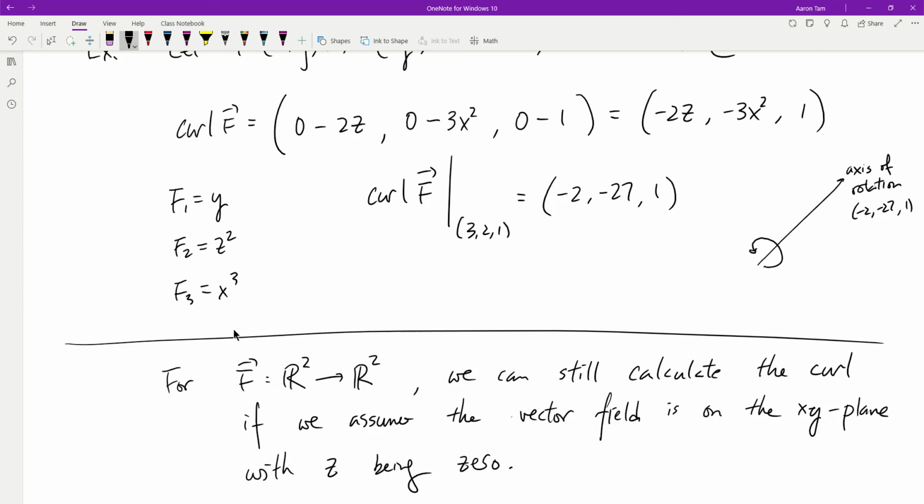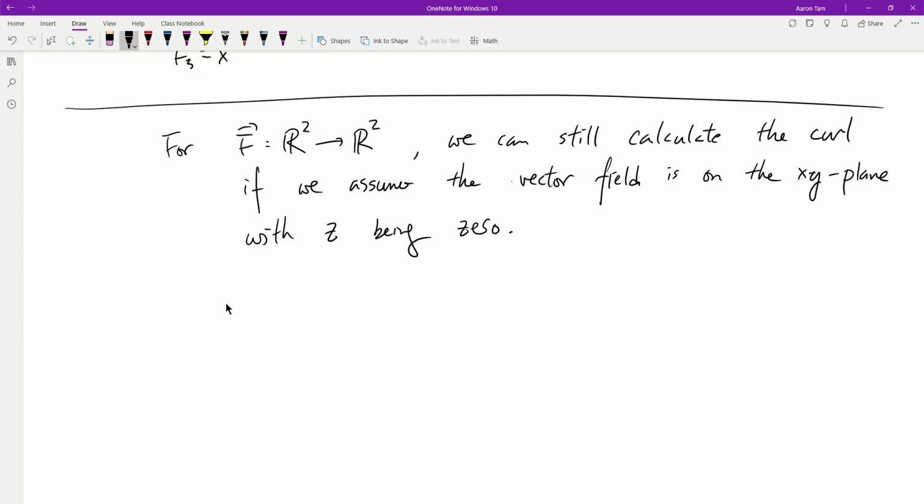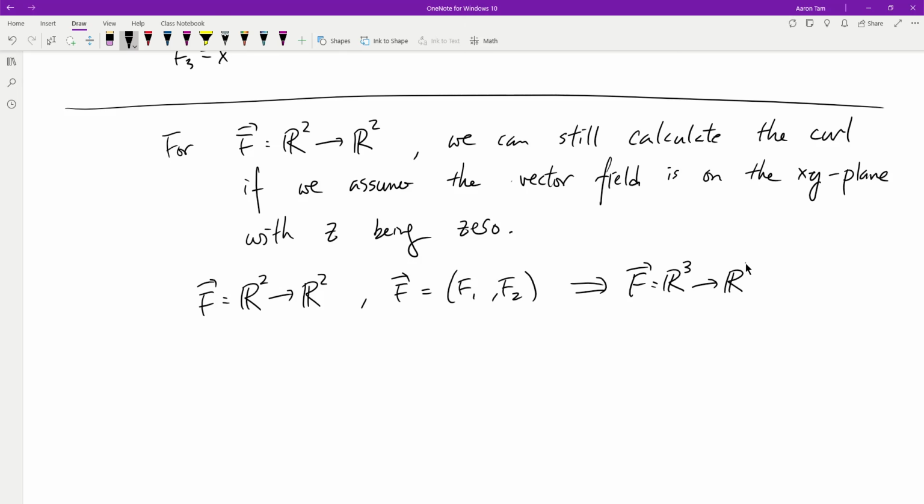If we do that, notice what will happen. Instead of looking at the function f that maps from R2 to R2 being a function f equal to f1, f2, we transform this function into a function that maps from R3 to R3, and the vector field is just equal to f1, f2, 0. That way, every vector in the field is parallel to each other, which is exactly the same as a vector field that lies on the xy plane.